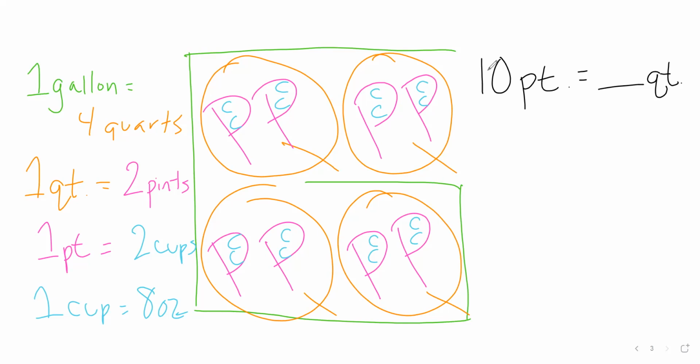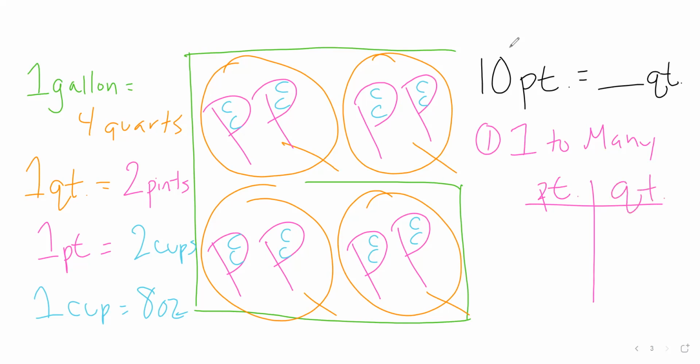Well, we can actually use this to help us, and by this, I mean the big G. But we also want to remember our steps. Step 1, I want to make my one to many. I'm going to build my T-chart here, and I'm going to put pints here and quarts here. And I have to figure out which one it is. Is it 1 pint equals many quarts, or 1 quart equals many pints?